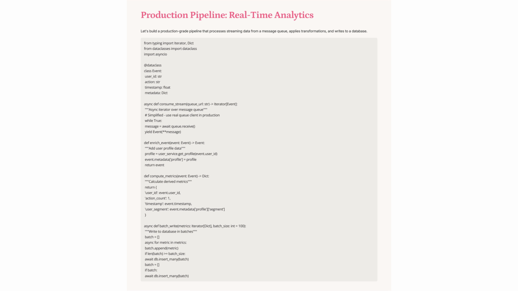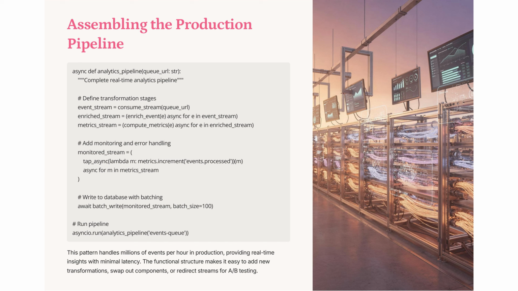In our production pipeline, we process streaming data from a message queue. We consume events asynchronously, enriching them with user profiles. Metrics are computed, including action counts and user segments. Finally, data is written to the database in batches, ensuring efficient handling of millions of events per hour with minimal latency. The analytics pipeline processes millions of events per hour, offering real-time insights with minimal latency.